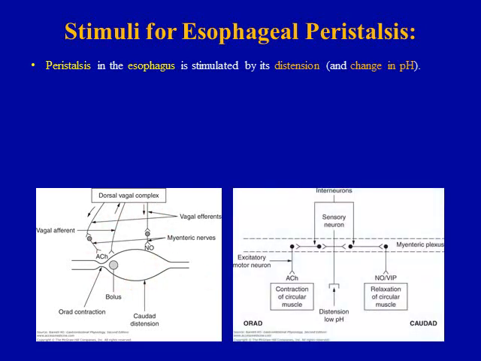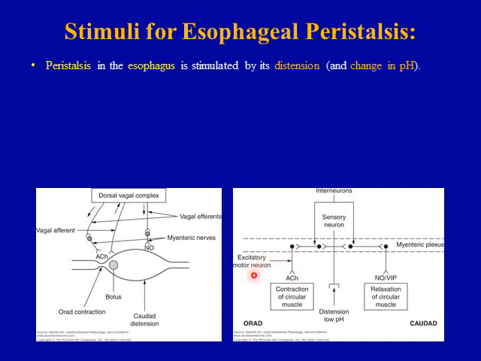The other example here in the figure on the right is how local reflexes are triggered to cause propulsion or secondary peristaltic wave. Here, distension or low pH in the lumen of the esophagus will be processed locally at the level of the myenteric plexus. As we can see here, we have interneurons that transmit the signal between the afferents and the efferents.